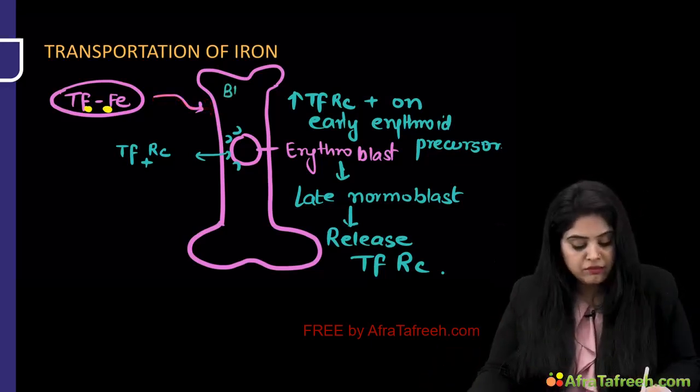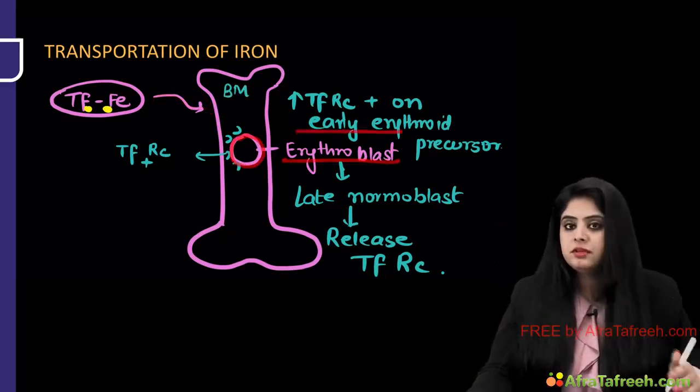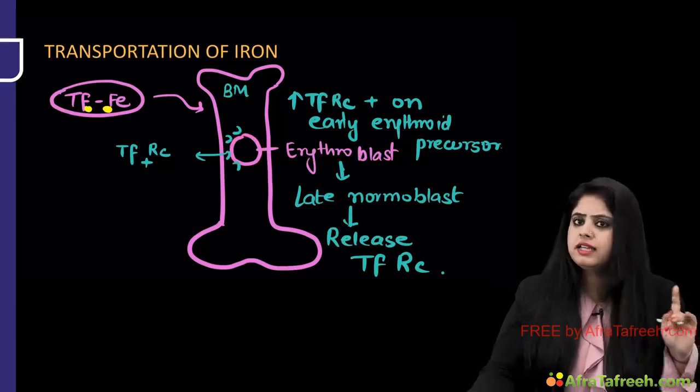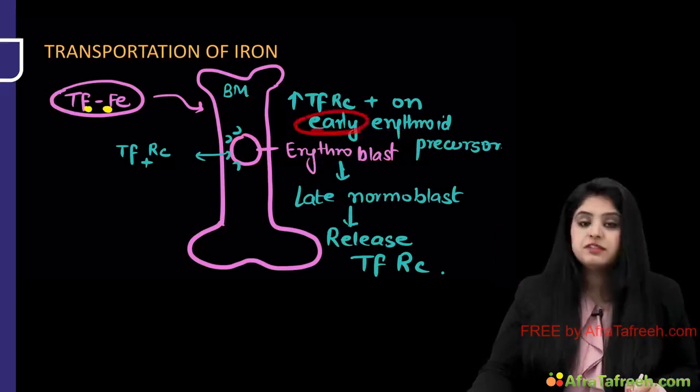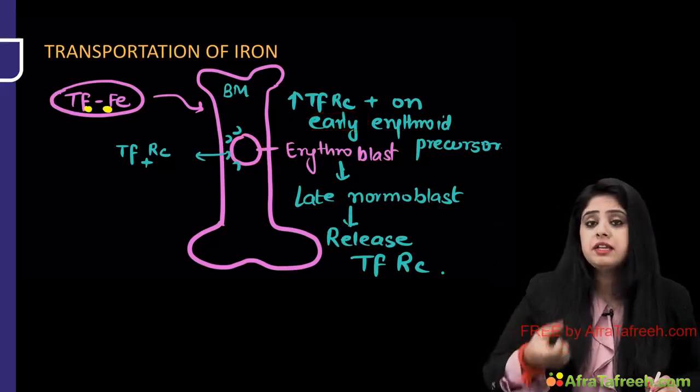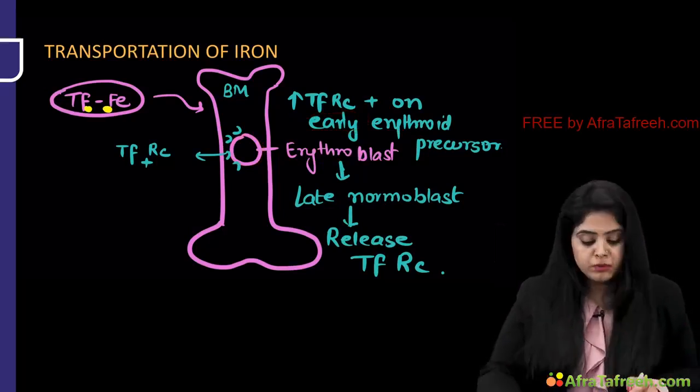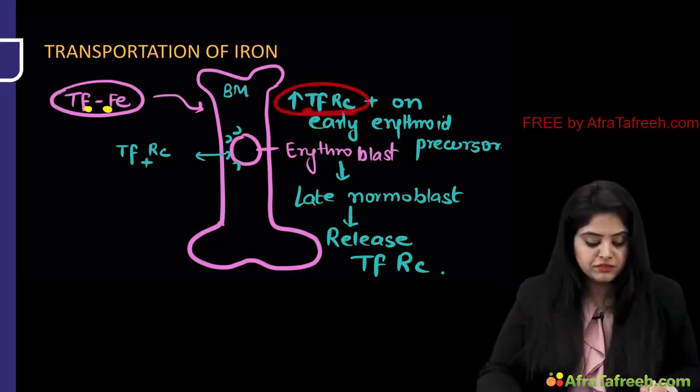Because in the bone marrow, someone is waiting, and that someone is the erythroblasts. Early erythroblasts, intermediate erythroblasts, late erythroblasts. Yaad hai na? Everyone remembers? The early ones are saying, okay, jaldi, jaldi, give me a lot of iron. I need iron. I need to make hemoglobin. So they have lots of receptors on their surface.